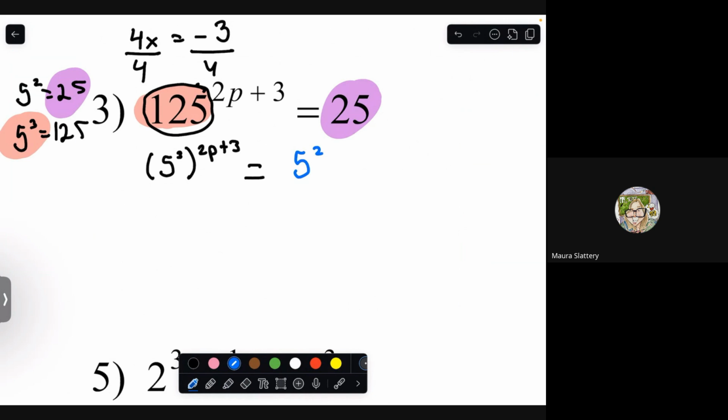Questions at this point? Now here we have to use our rules of exponents. I guarantee you one of the biggest mistakes kids are going to make is they're going to forget to distribute this 3 here, right? When we raise a power to a power, we multiply. This 3 needs to get distributed to everything in the exponent there. So we end up with 5 to the power of 6p plus 9.